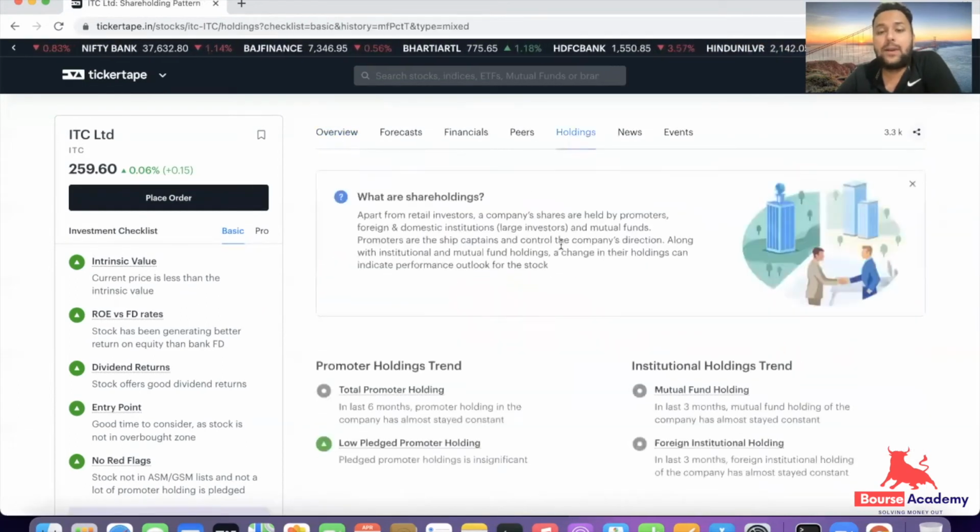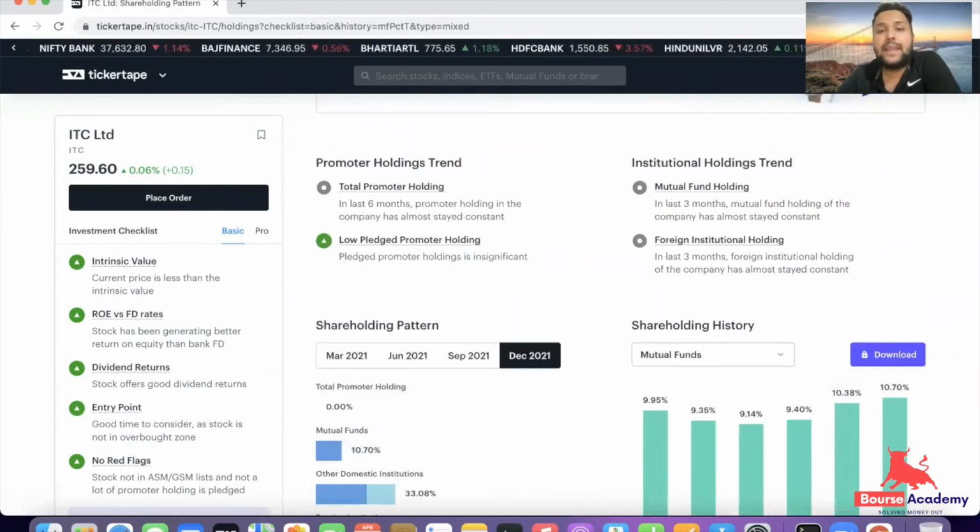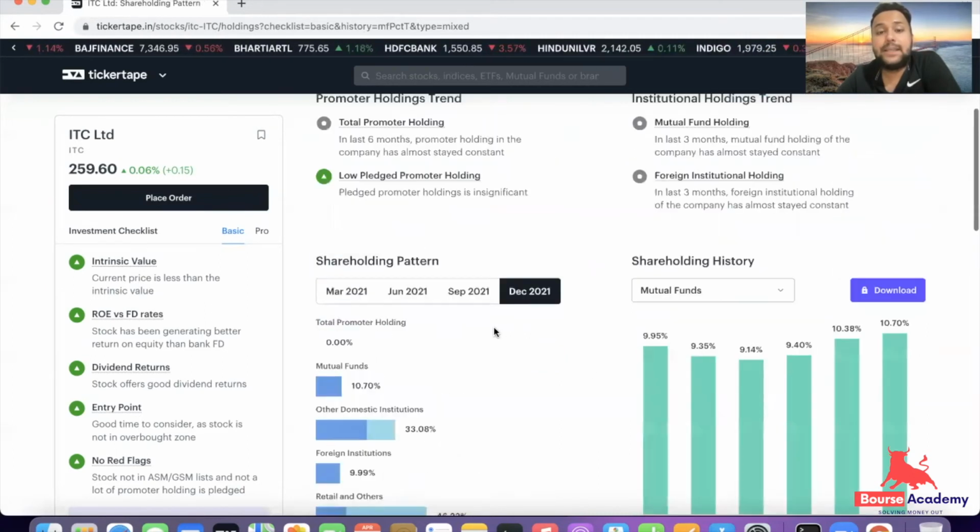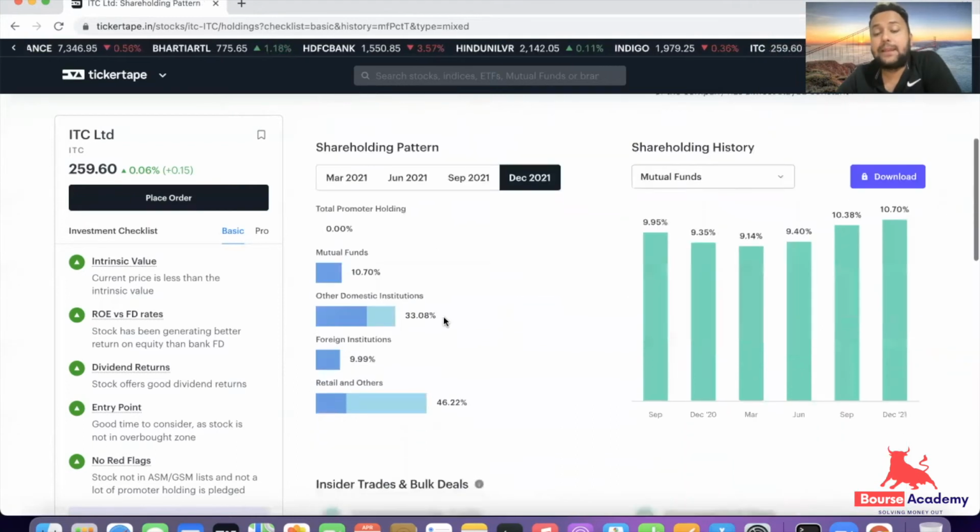Now we can see the holding. What is holding, friends? Holding can also be seen using the DS India website. Whoever are the shareholders in the company, we can simply go and see those people in the market. Here there are a few holding companies, and you can clearly see the mutual funds, other domestic funds, foreign institutions, and retail clients, along with the promoters.